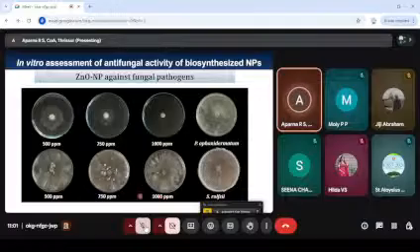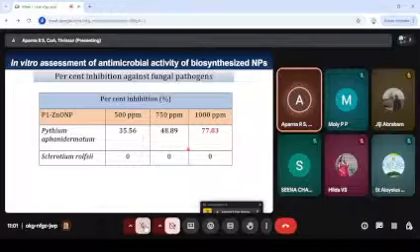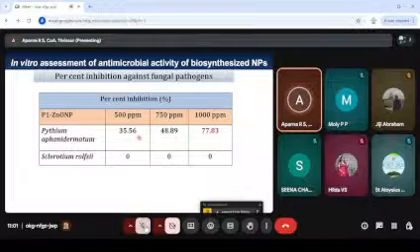No inhibition was observed. So this is the table showing the mean value obtained out of 3 replications of the antimicrobial assessment. So at 1000 ppm, about 77.83% inhibition was obtained in the case of Pythium aphanidermatum, whereas against Sclerotium rolfsii, no inhibition was observed.